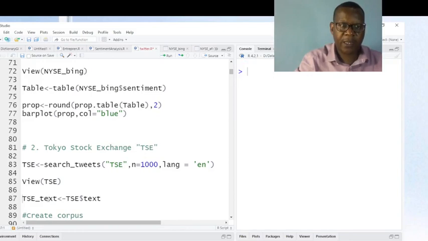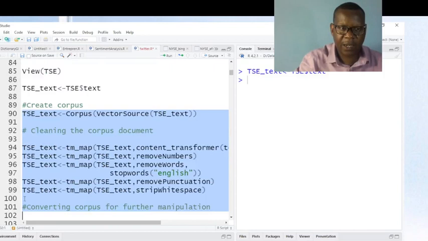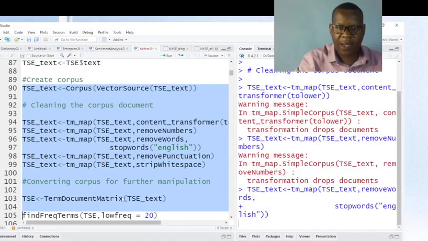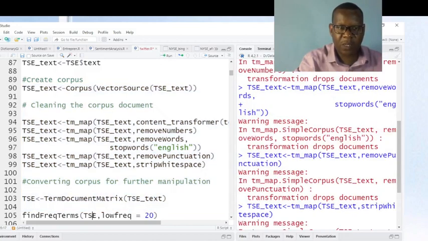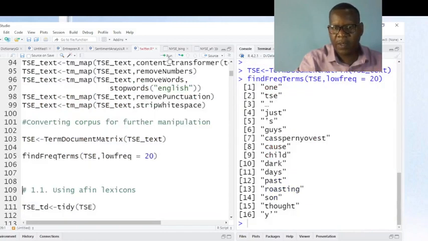Now I can just get the text because I'm interested in getting text. I can run all the commands related to data preparation, because it's the same as I have done on the New York Stock Exchange. Here I can just see words which were frequently used, at least 20 times. You can see those words which were used at least 20 times. You see one, just, guys, and so on.